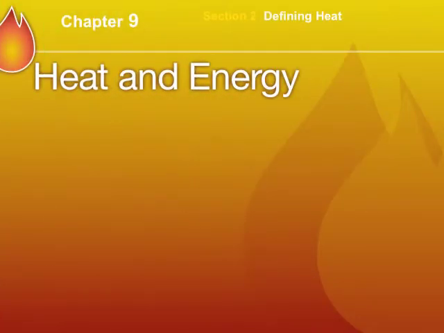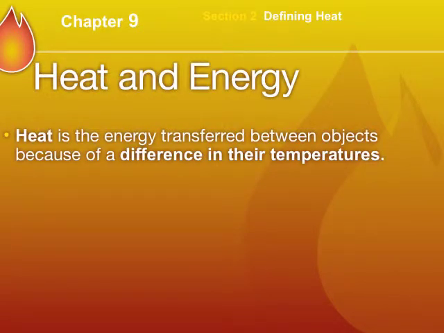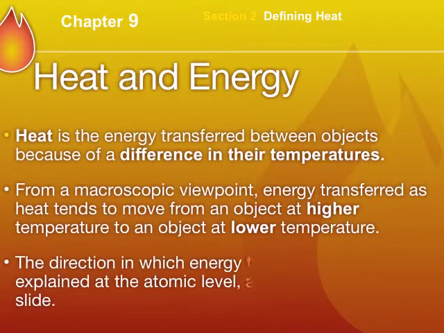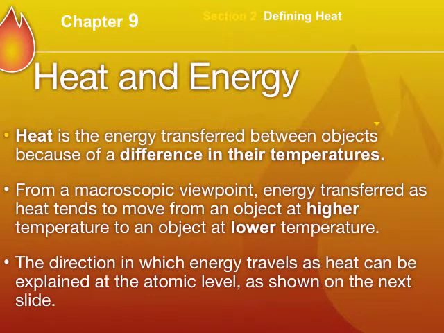All right, so when we talk about heat and energy, heat, of course, is the energy transferred between objects because of a difference in their temperatures. Second law of thermodynamics says that this heat flows one way. It always flows from an area of high energy to an area of low energy. From the macroscopic viewpoint, that's the viewpoint where you can see it with the naked eye, energy transferred as heat tends to move from an object at higher temperature to an object at lower temperature. Okay, this is second law of thermodynamics. The direction in which the energy travels as heat can be explained at the atomic level on the next slide.